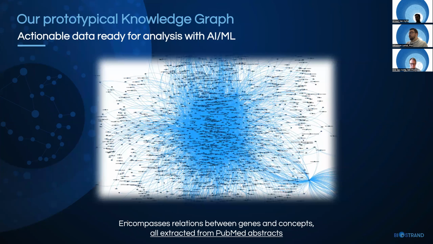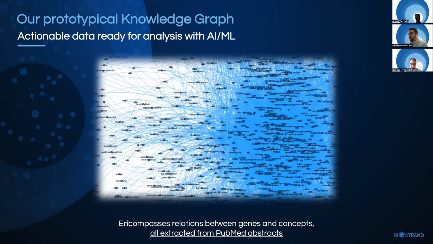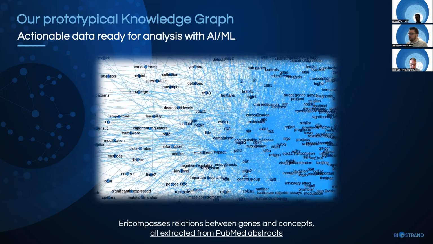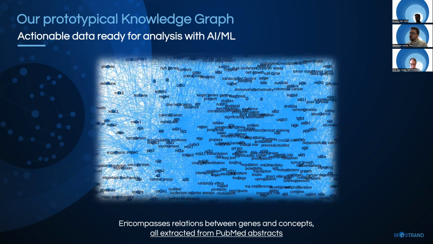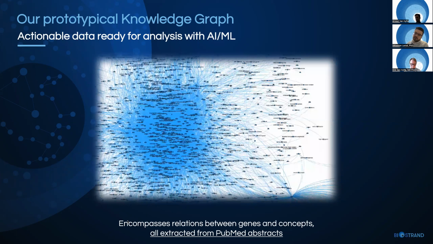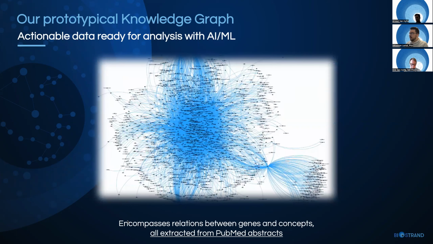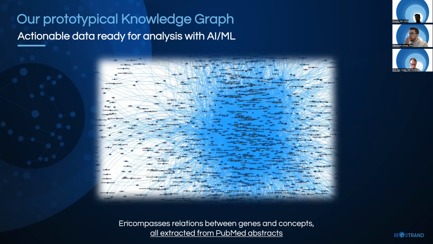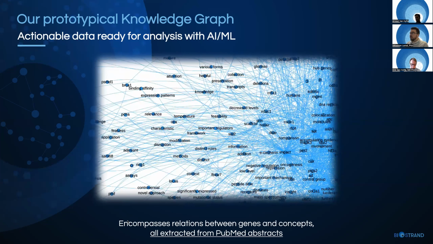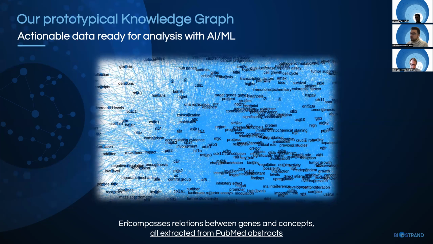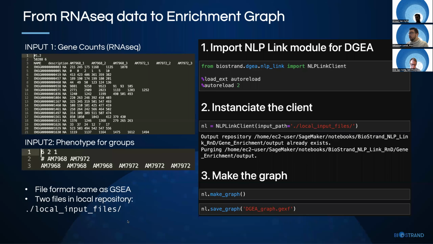To give a little bit of context, basically, we have a subgraph that encompasses a relation between genes and concepts, and that we have extracted from a PubMed abstract. And on top of this subgraph, we can start doing some analysis to perform enrichment, well, differential gene analysis enrichment, to understand a little bit more what you get back from an RNAseq experiment. And so how do we do that with the BioStrand module?